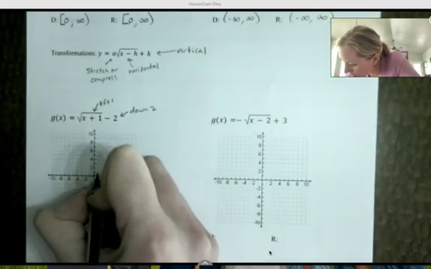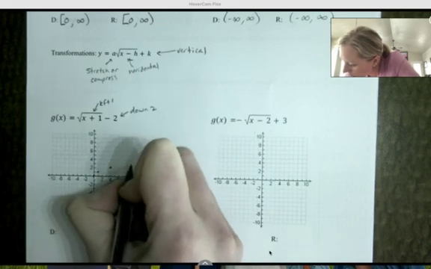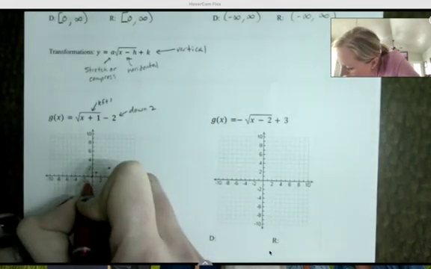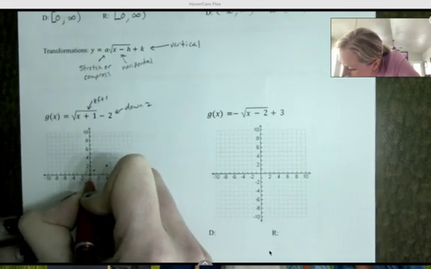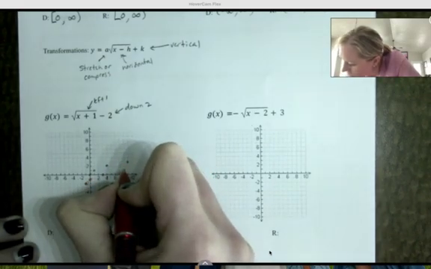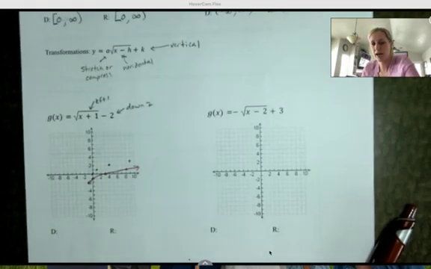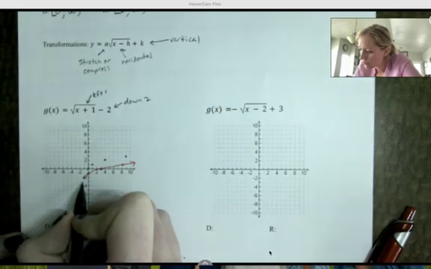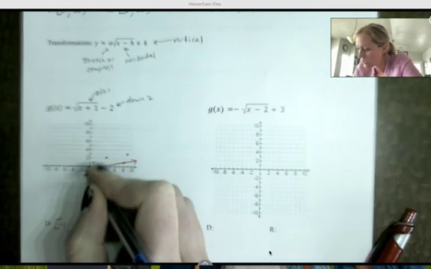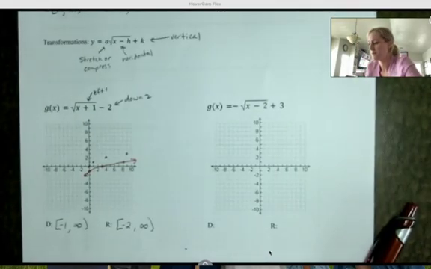So we had 0, 0, 1, 1, 4, 2, 9, 3. There's my parent function. We're going to go left 1 and down 2. Left 1, down 2. Left 1, down 2. Left 1, down 2. There is my new graph. My domain now has shifted over to -1 because of that left 1. The range has gone down 2, so my y values start at -2 and go up to infinity.